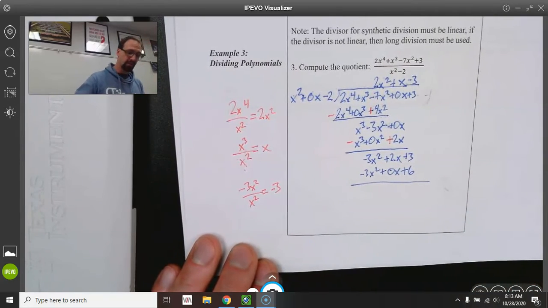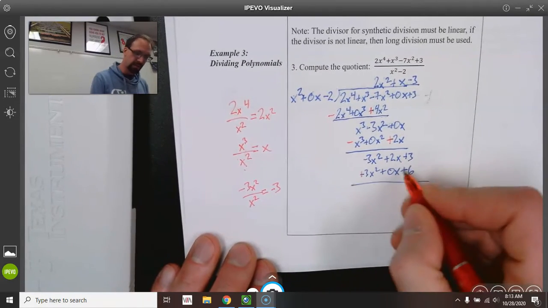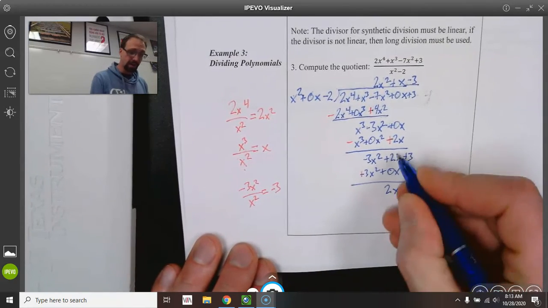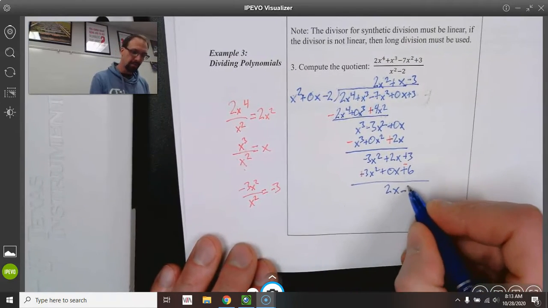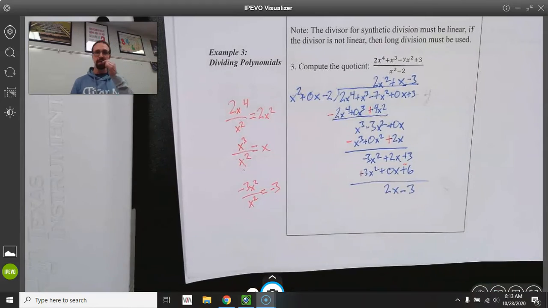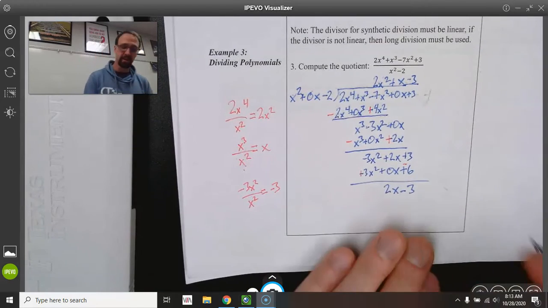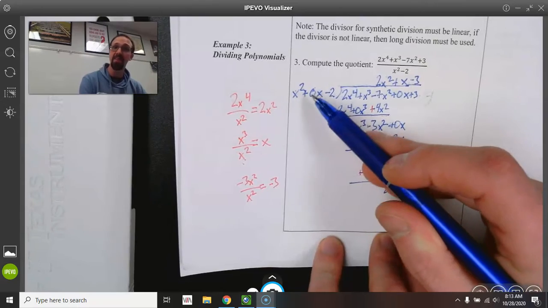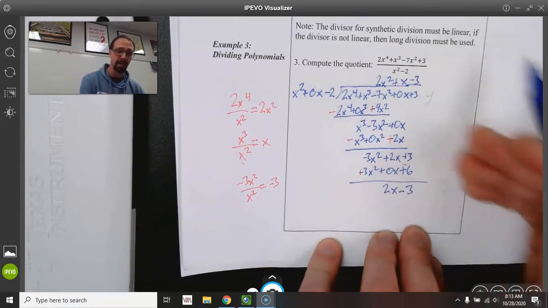Now when I change my signs, this becomes a plus, and that becomes a minus. So I end up with a remainder of 2x, don't forget the 2x, minus 3. Now, this remainder is different than our previous remainders. This one has a linear term in it, and that is okay because it's still less degree than the x squared that we have in our divisor.